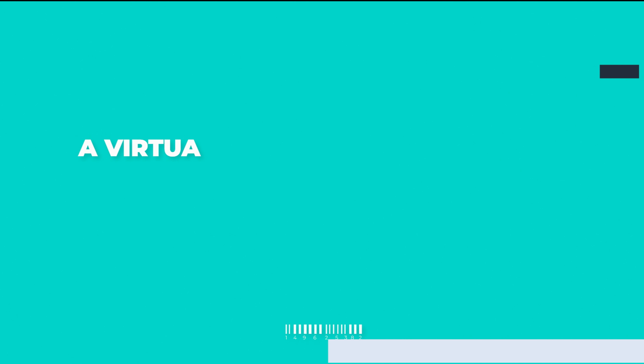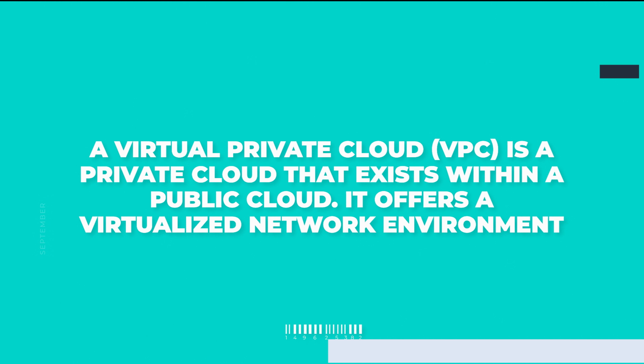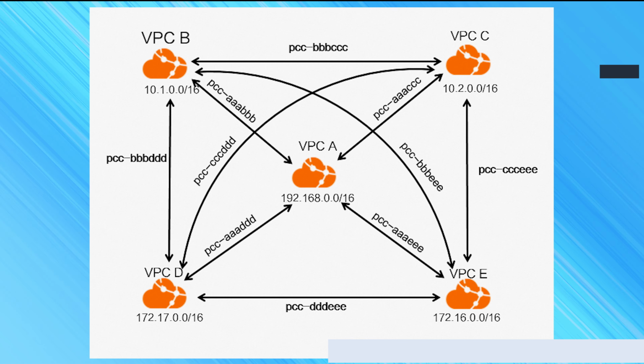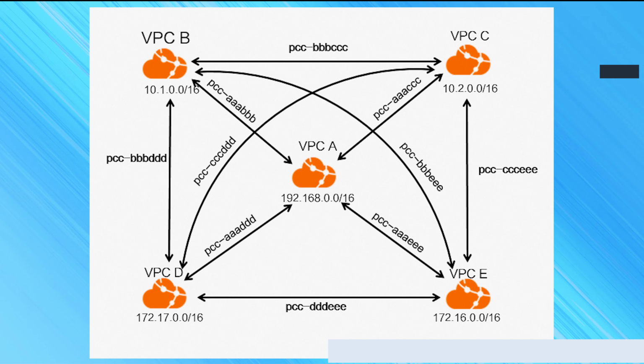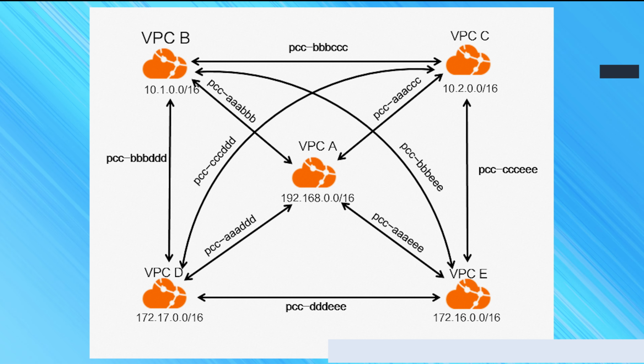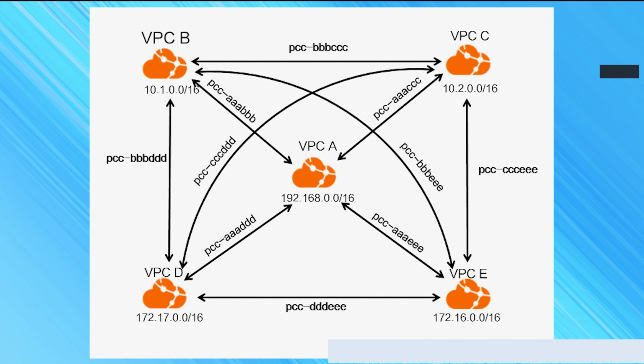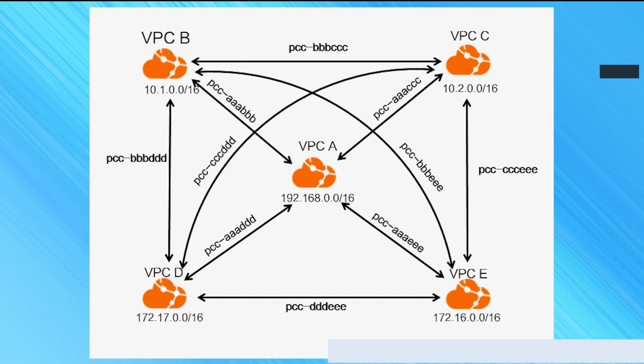First off, let's quickly recap what Amazon VPC is. Amazon Virtual Private Cloud, or VPC, allows you to provision a logically isolated section of the AWS cloud. You can launch AWS resources in a virtual network that you define. This gives you complete control over your network configuration, including IP address range, subnets, route tables, and network gateways.